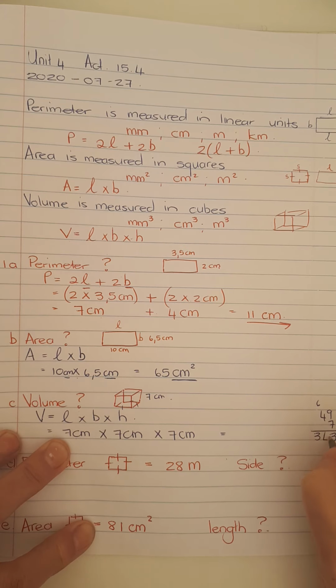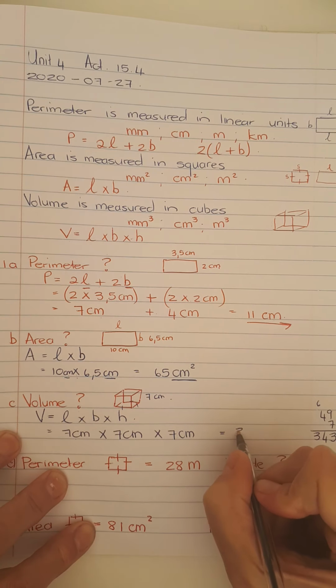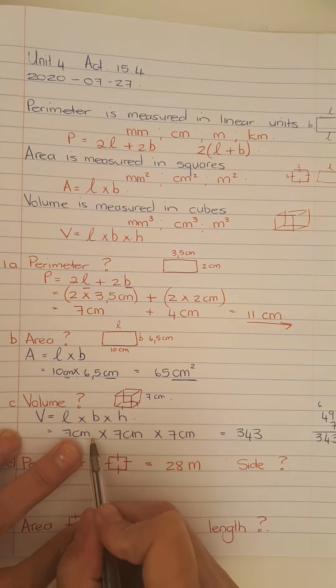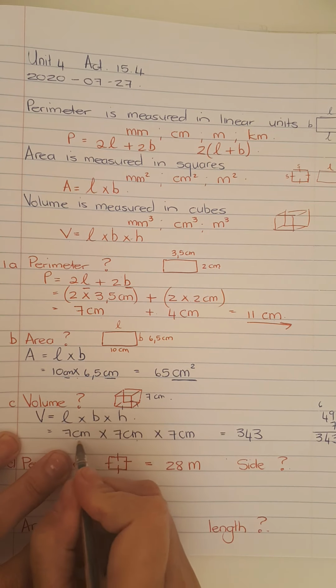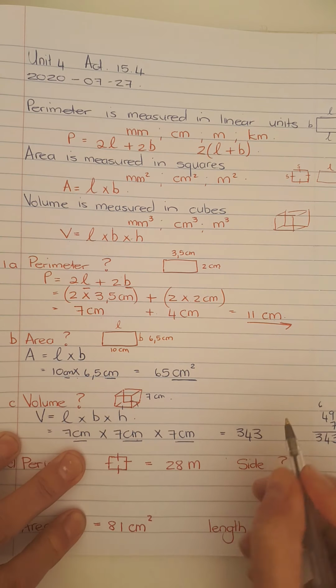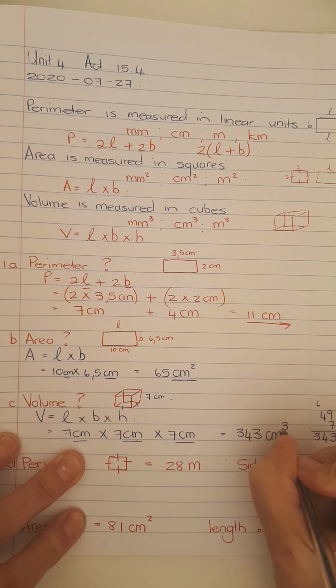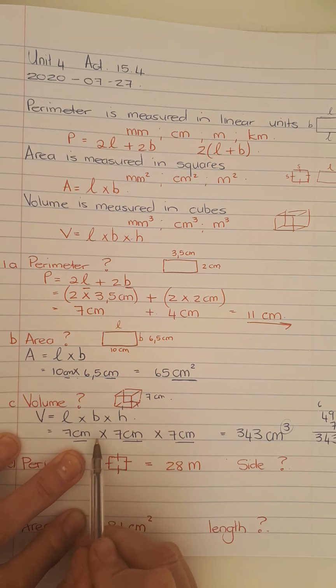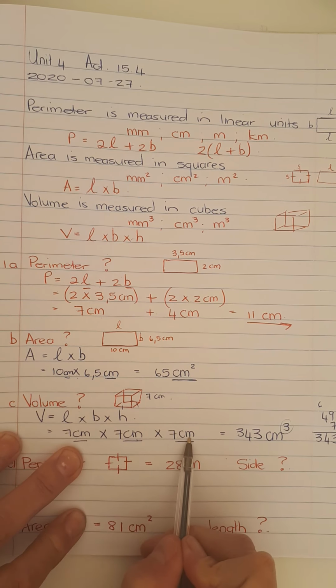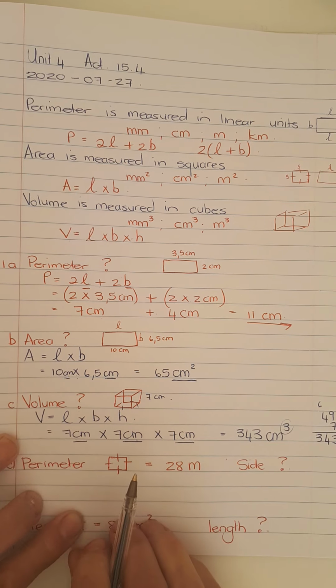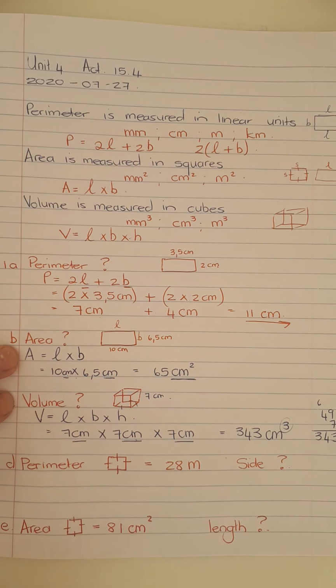Okay, so that's 343 centimeter times centimeter times centimeter. Cubed centimeters, that's where I get it. Centimeter times centimeter times centimeter. Cubed centimeters. Now we move on to the next one, perimeter.